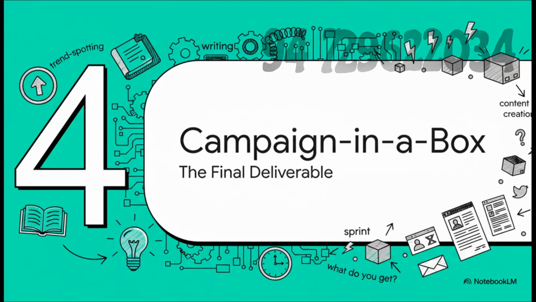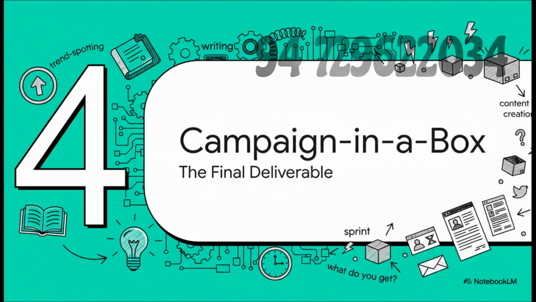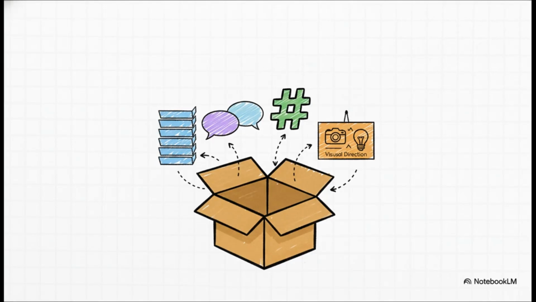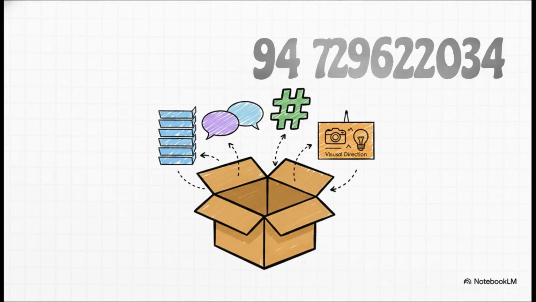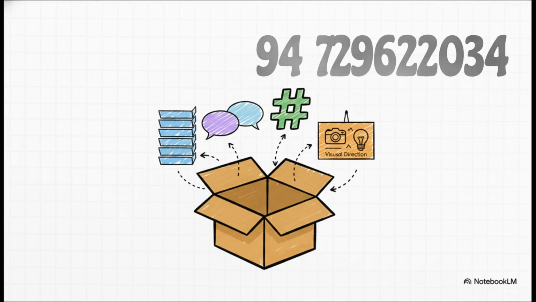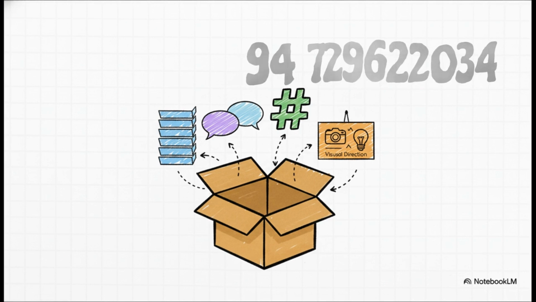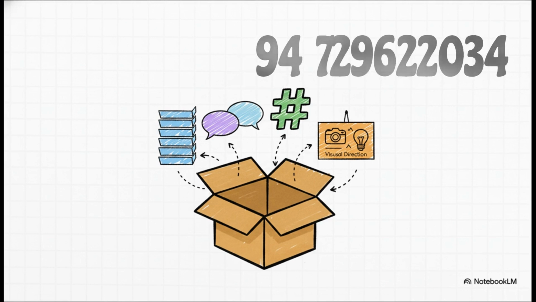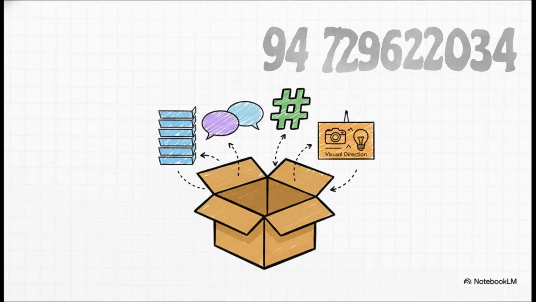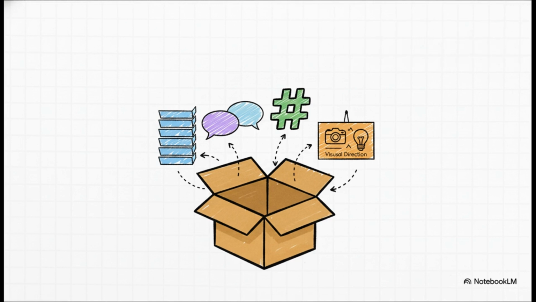So after all that work, the trend spotting, the writing, the creative direction, what do you actually get? What does this machine hand over at the end of its 10-minute sprint? The final product is this beautifully organized campaign in a box. It's a single Google Doc that has everything a social media manager could possibly need. 7 complete post concepts with every caption ready to post, all the hashtags, visual ideas, and even the sources all laid out. It's a complete, actionable weekly plan.